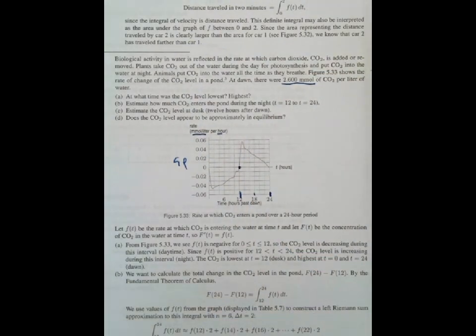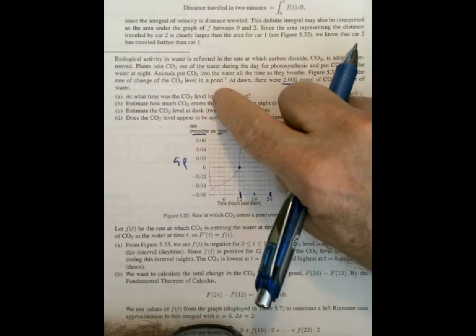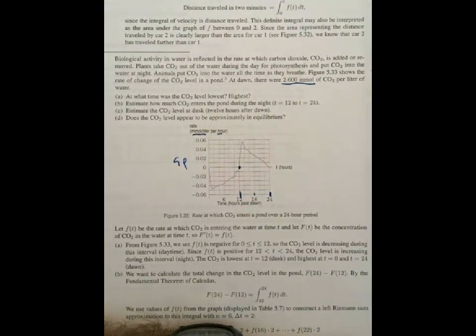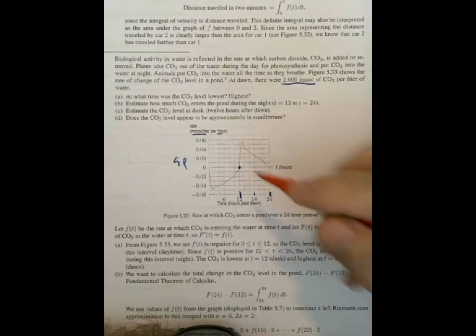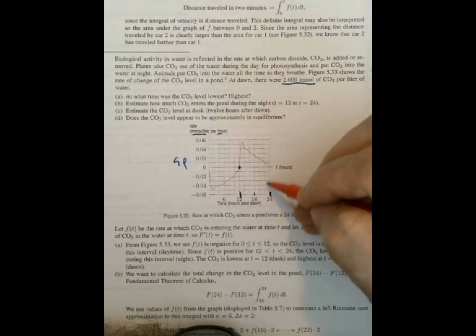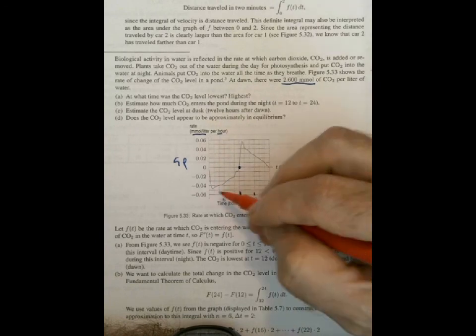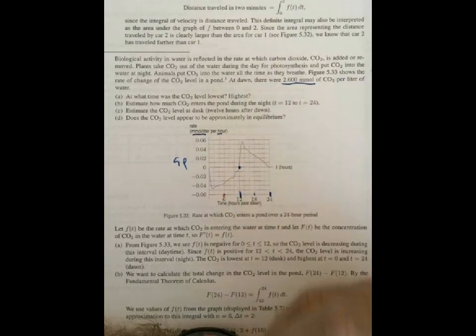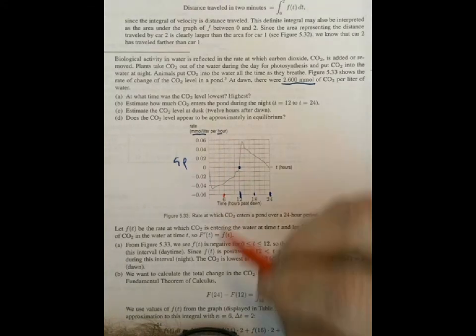Okay, so the level of CO2 is the amount. So the amount of CO2, remember, is going to be the area under the curve, right? For any given amount of time. So this is the area under the curve. All this represents the amount up to a certain point. So this is the amount of CO2 up to, say, noon, right? That would be the total amount of CO2 accumulated up to noon.